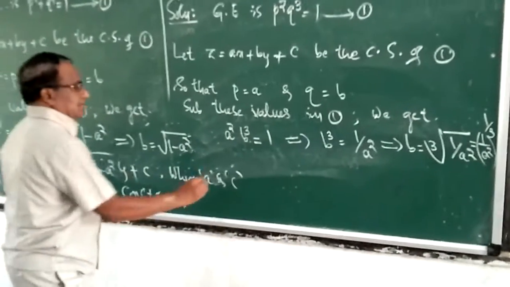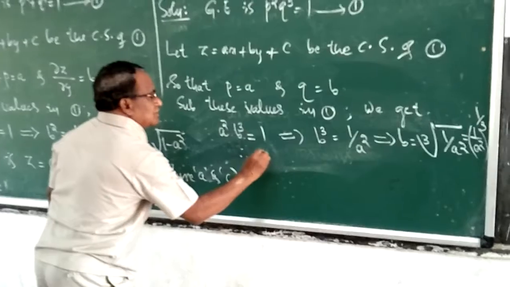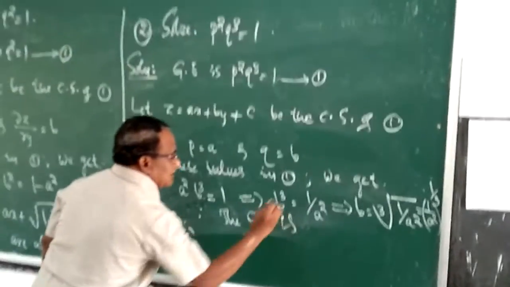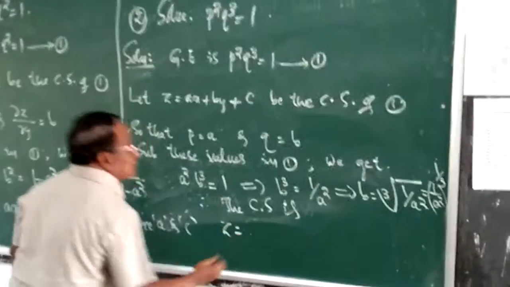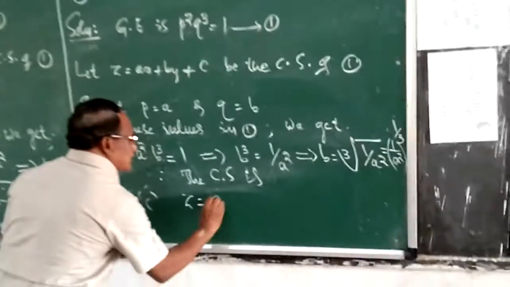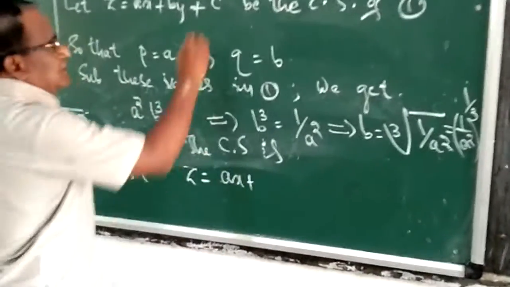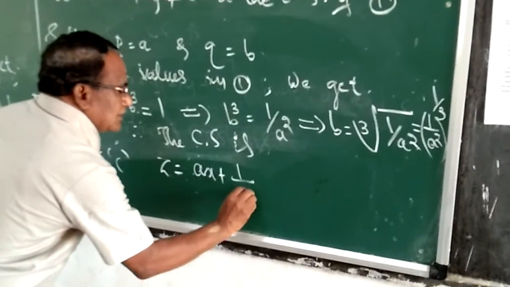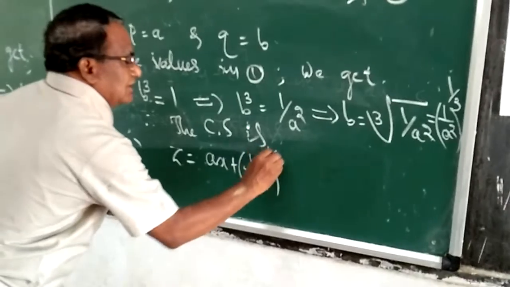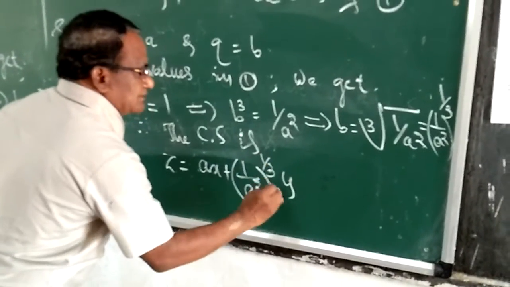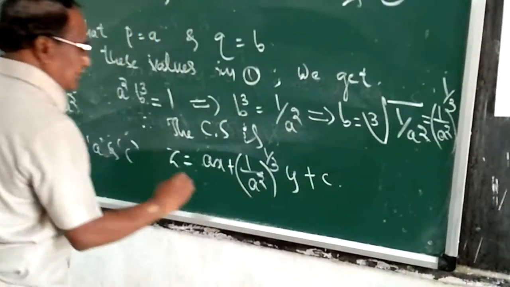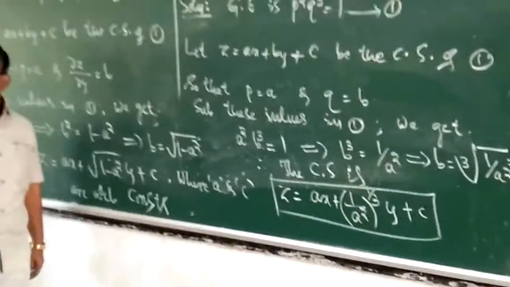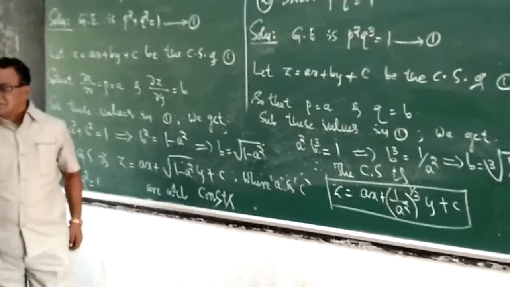Therefore, the general solution or complete solution is z is equal to ax plus b, that is the cube root of 1 over a squared, or (1 by a squared) whole to the power 1 by 3, into y plus c, where of course a and c are the arbitrary constants. This is our required solution.